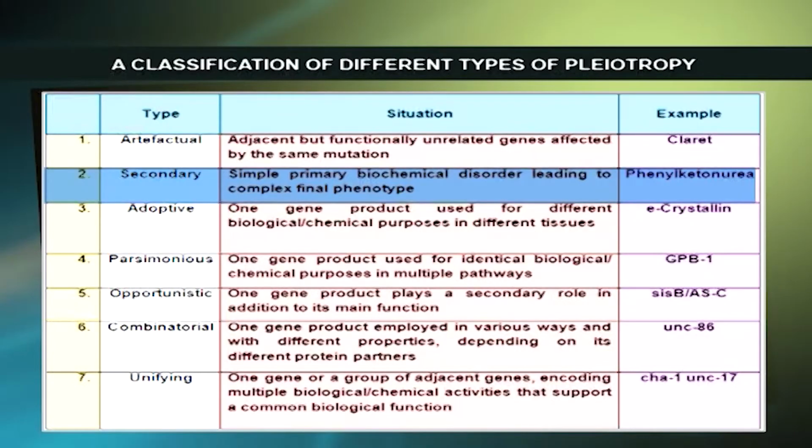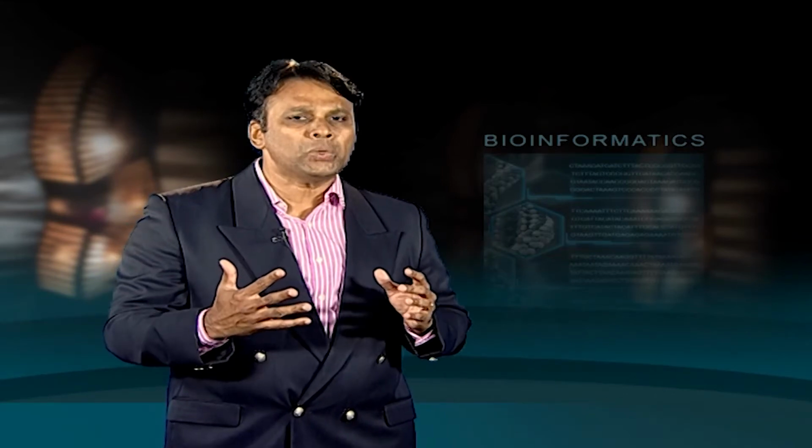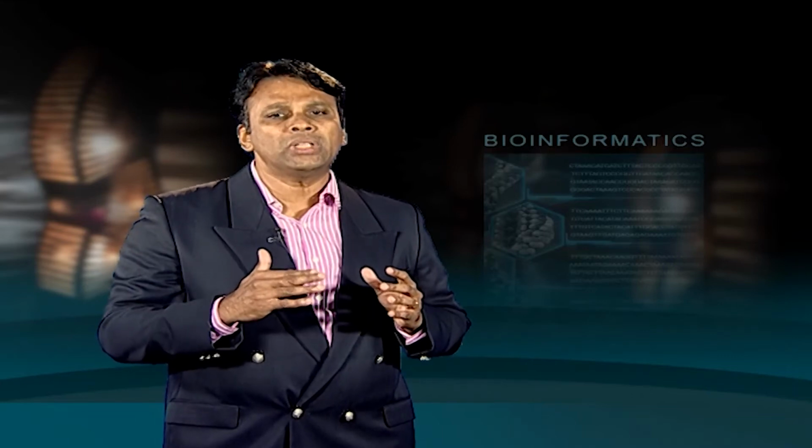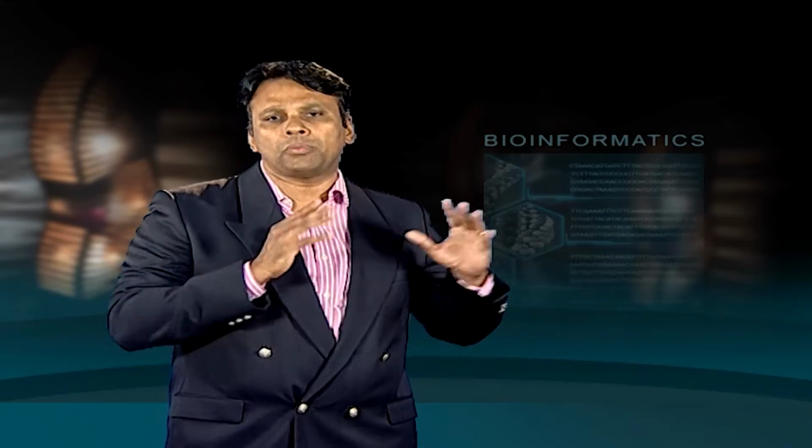Now let us look into the second one, that is secondary pleiotropy. This is equivalent to relational pleiotropy. It describes the situations where a simple biochemical abnormality has multiple phenotypic consequences, sometimes with no obvious connection to the initiating mutation. Long-lived complex organisms, especially those with advanced abilities to compensate for physiological dysfunction, exhibit secondary pleiotropies.